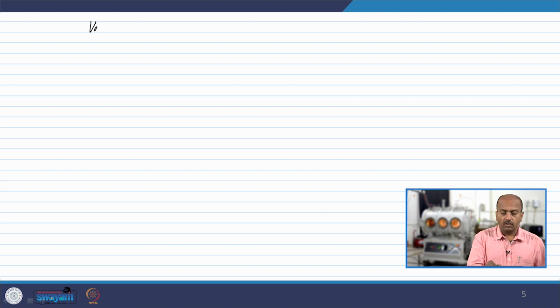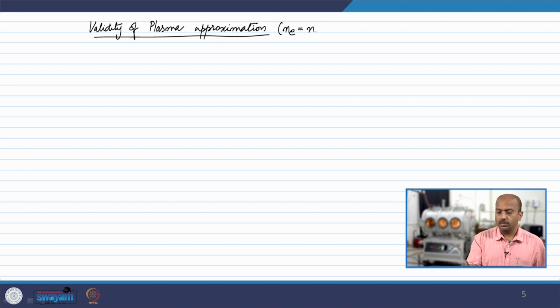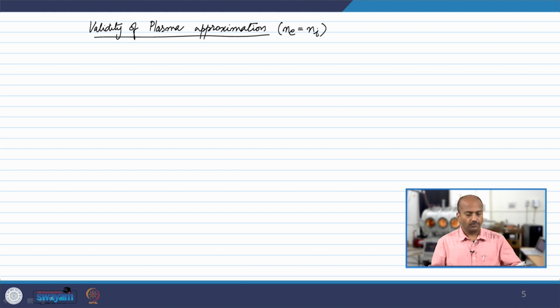So, we will discuss what is called the validity of the plasma approximation. The plasma approximation is when the number of electrons is equal to the number of ions. So, in deriving the dispersion relation for the ion acoustic wave, we have made an assumption that the electron number density is equal to the ion number density. While working out the electron plasma wave, we have considered the electron density not equal to the ion density.